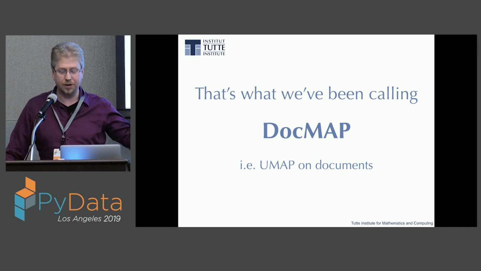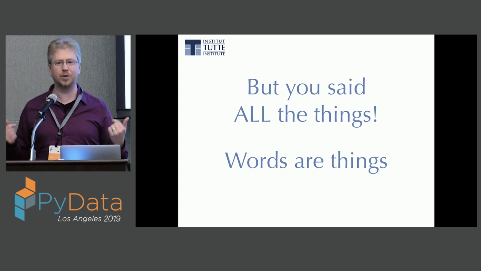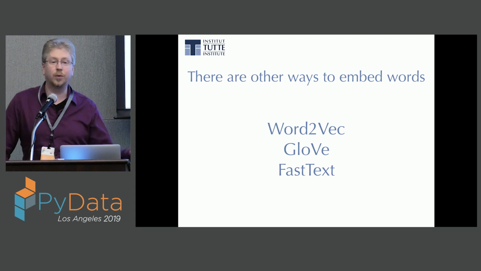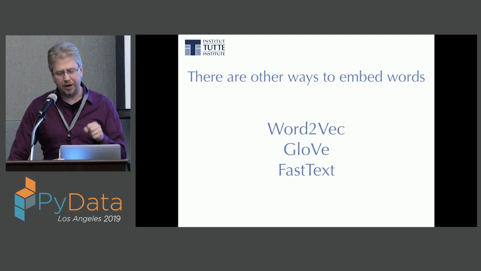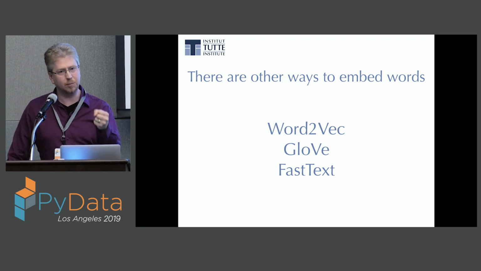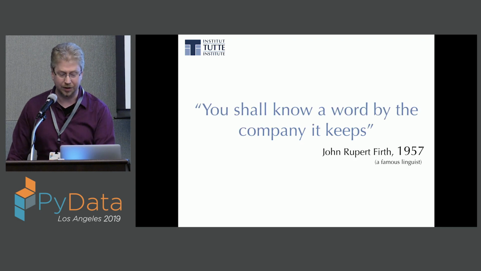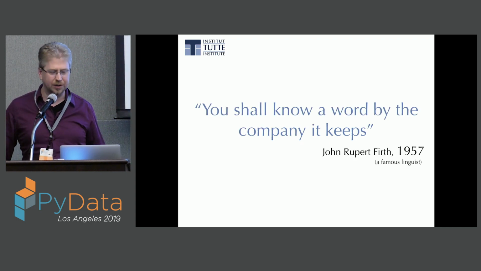But you said all the things. Words are things. How am I going to do this with words? Well, there are lots of ways to embed words into a vector space. Word2vec, GloVe, fastText, these already exist. What we're looking for is a way to embed words directly into a very low dimensional space in such a way that similar words with similar meanings end up being close together. And you can now visualize and explore those, is what we'd very much like to do. Turns out there's a thing called the distributional hypothesis.